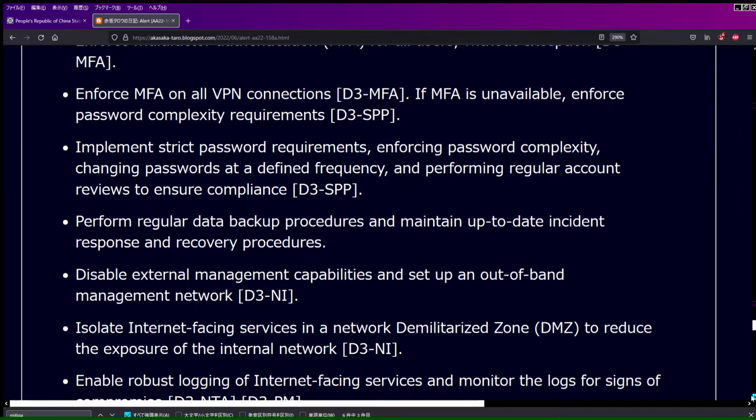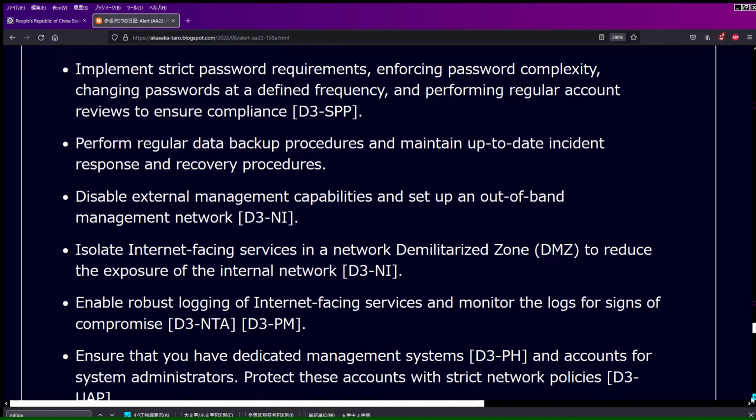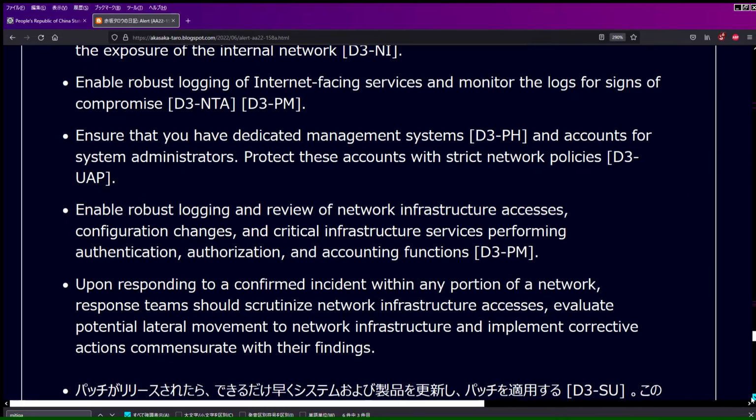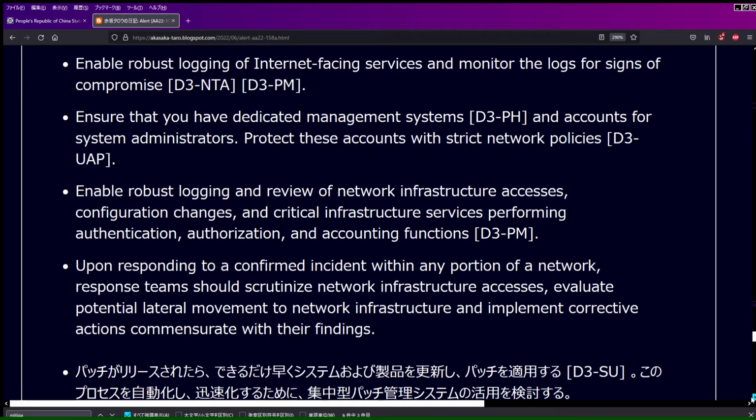D3 SPP. Implement regular data backup procedures and maintain up-to-date incident response and recovery procedures. D3 SPP. Disable external management functions and configure out-of-band management networks. D3NI. Isolate internet-facing services in a network demilitarized zone, DMZ, to reduce internal network exposure. D3NI. Enable robust logging of internet-facing services and monitor logs for signs of compromise.